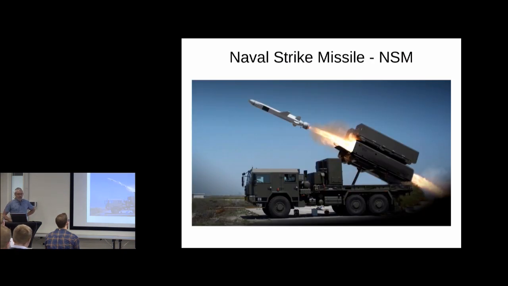This is the Naval Strike Missile, which we normally just call NSM. It's an anti-ship missile. It can be launched from both ships and from different kinds of trucks. It has a solid fuel booster that accelerates it out of the container until it reaches cruising speed. At that time, the booster is jettisoned, and the small jet engine takes over until it reaches the target.